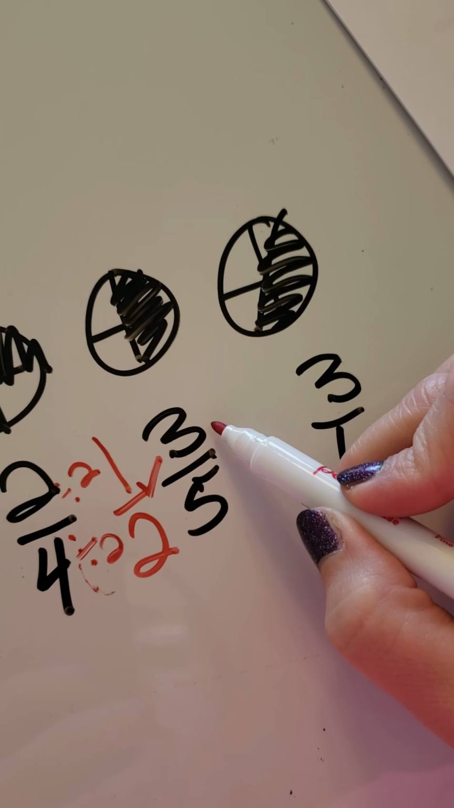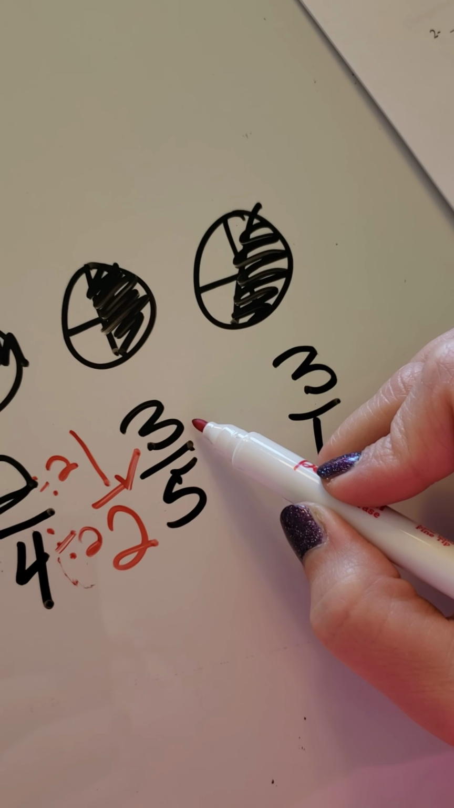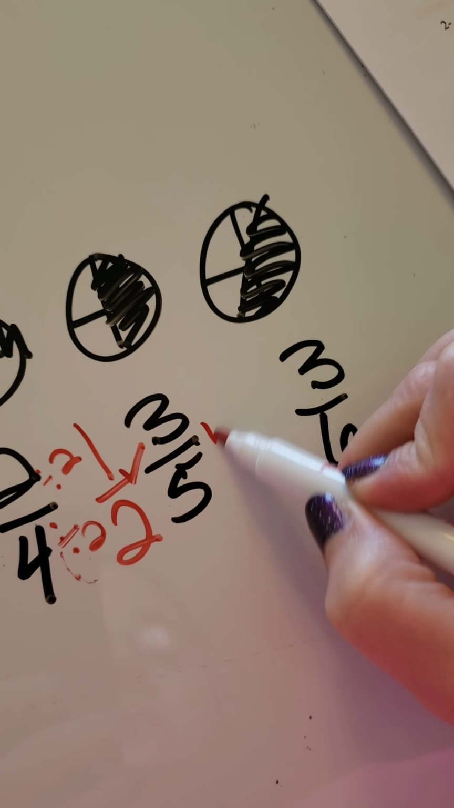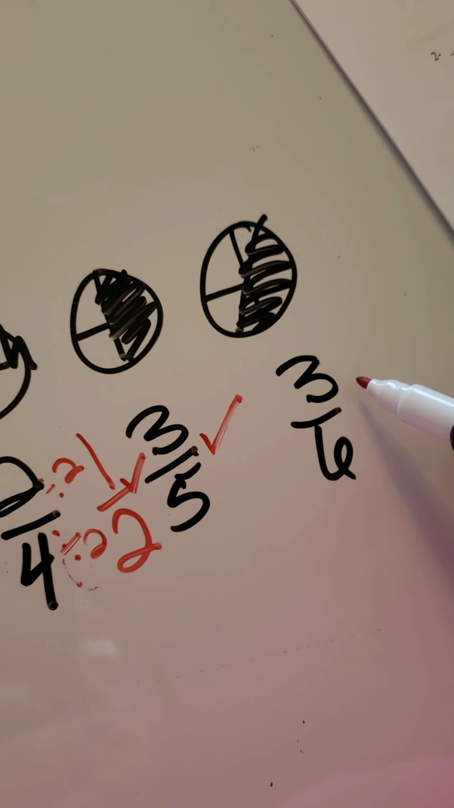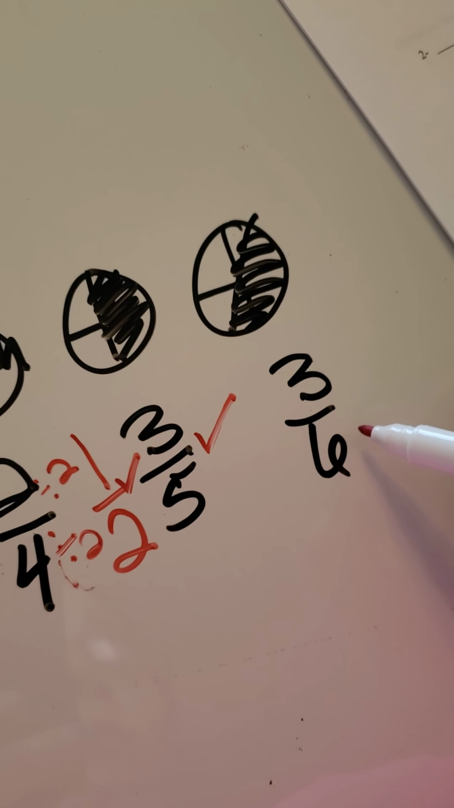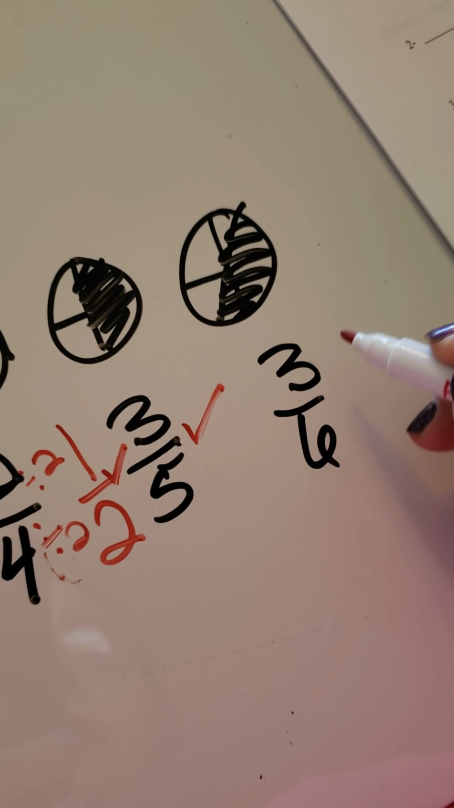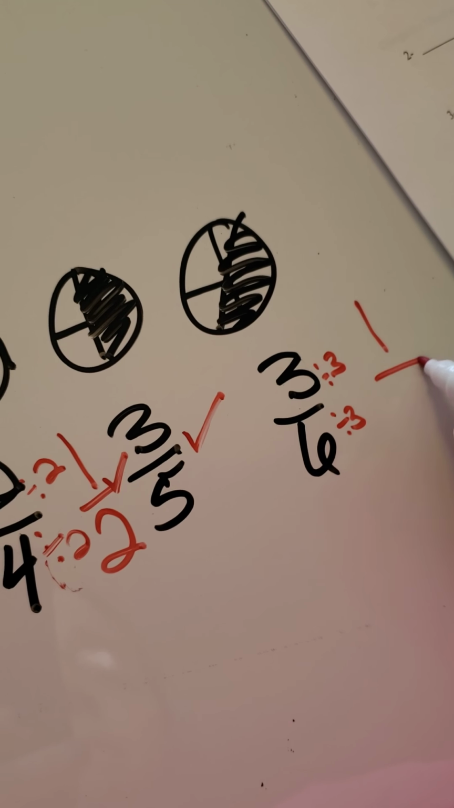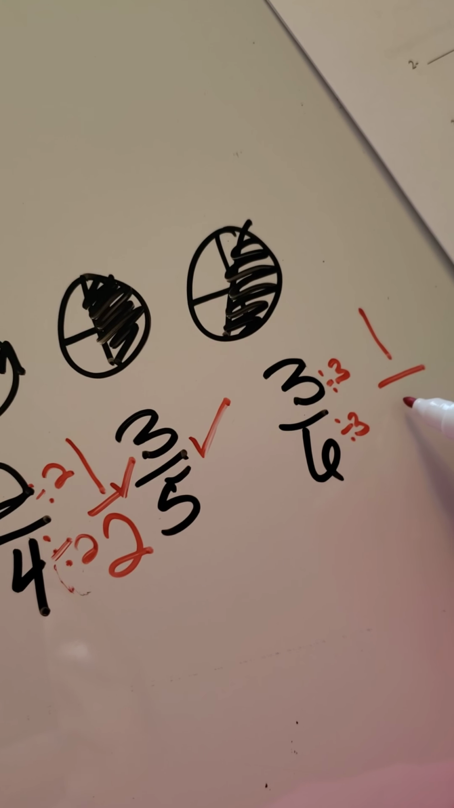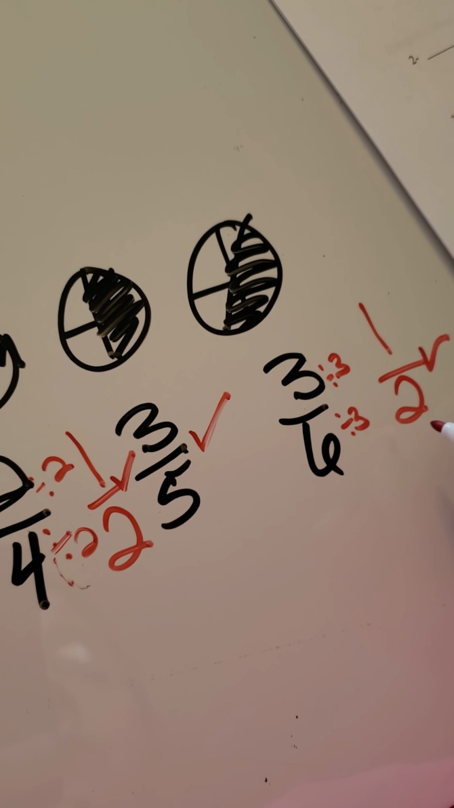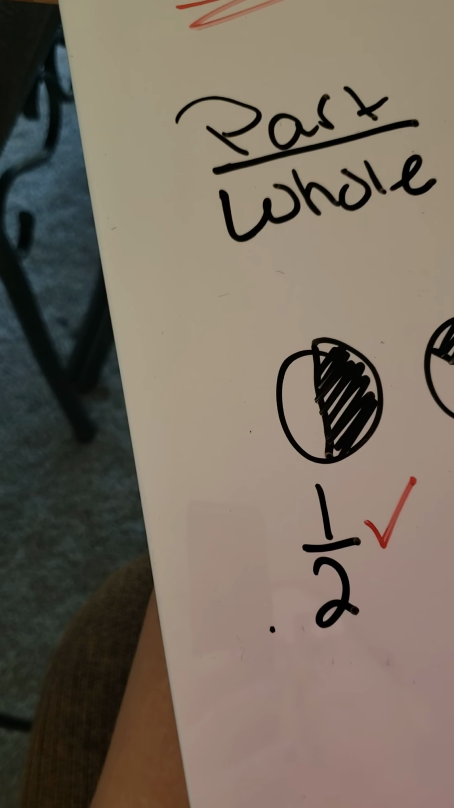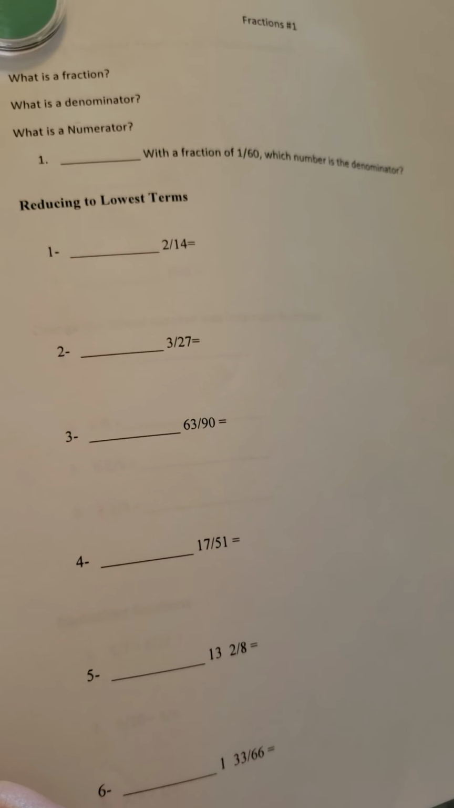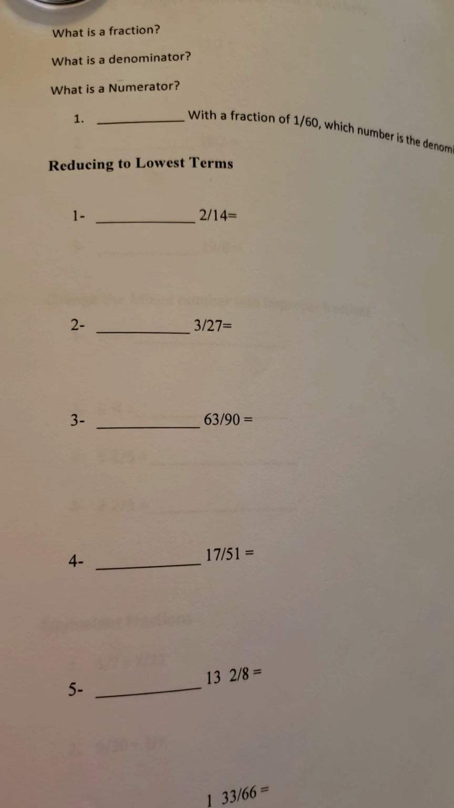3 is a prime number, so the only thing that can go into a 3 is 3. But 3 cannot evenly go into 5, so that one's done. 3 again is a prime number, so the only thing that can go into 3 is 3. But can 3 go into 6? Yes, so I'm going to divide both of these by 3. 3 divided by 3 is 1. 6 divided by 3 is 2. Perfect. And that is how we reduce. Continuing with our worksheet, we're going to continue down to reducing to the lowest. All right, we're going to look at number 1, which is 2/14.